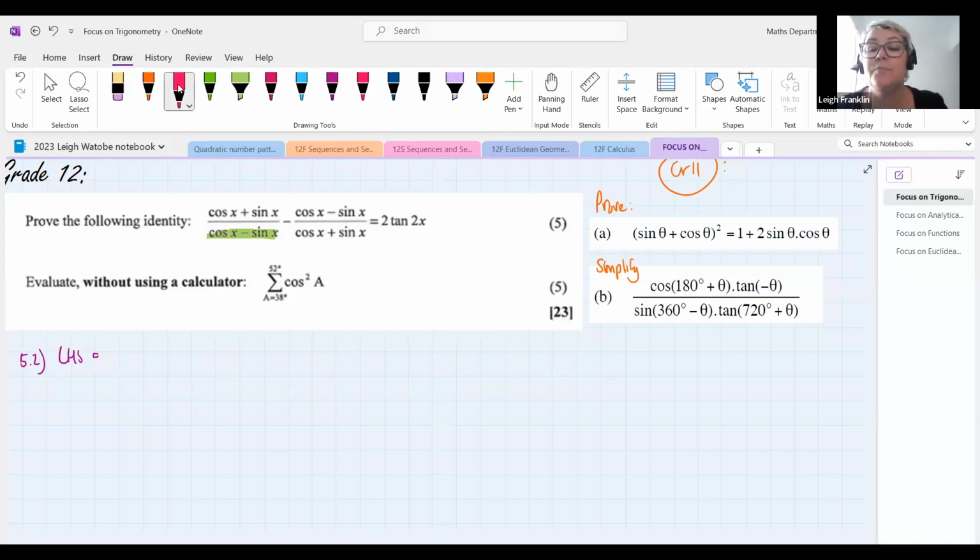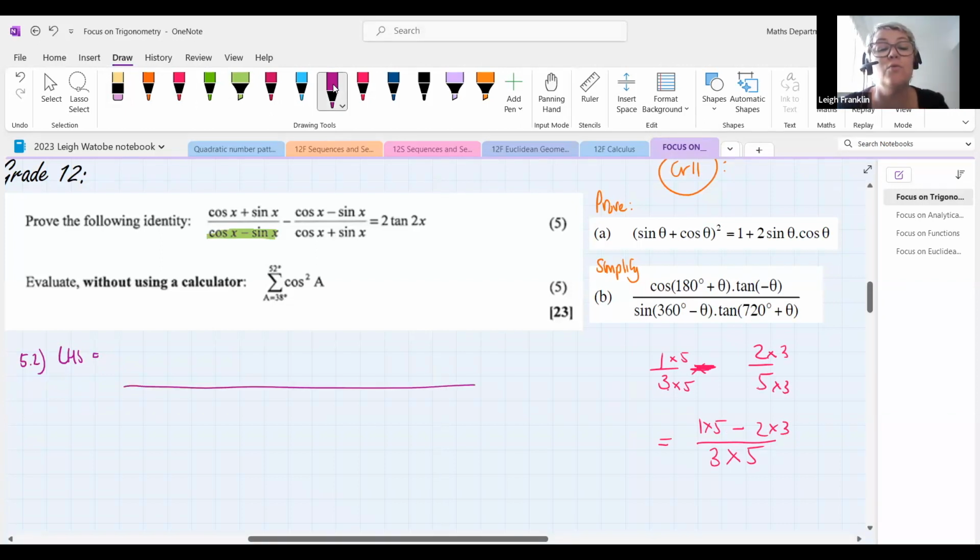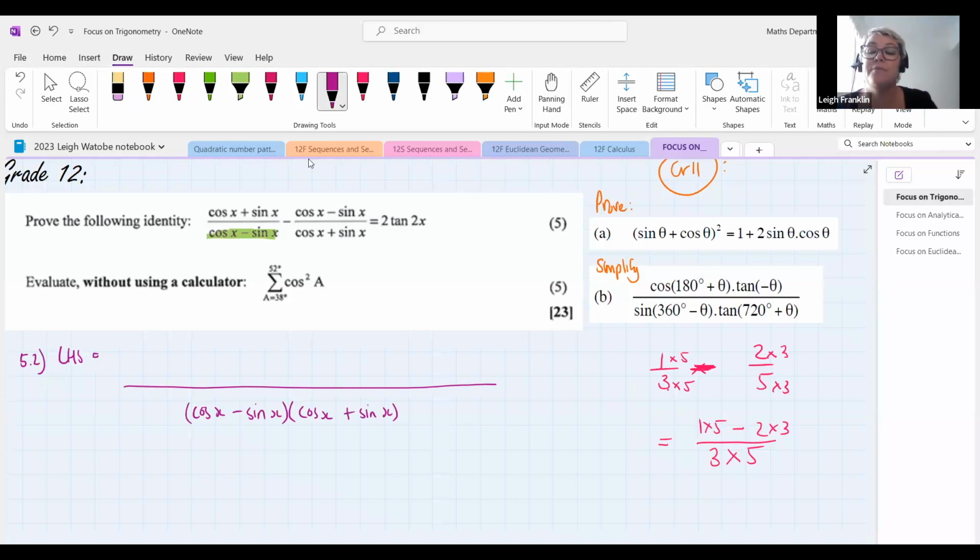Remember earlier we said, if you have 1 over 3 minus 2 over 5, you have to multiply 3 and 5 together to get the denominator. And at the top, what you times the denominator by, you're timesing the numerator by. What you're multiplying the denominator by, you're multiplying the numerator by. Do you remember that? That's exactly what I'm doing. So your denominator is cos x minus sine x times cos x plus sine x, like the 3 times 5.